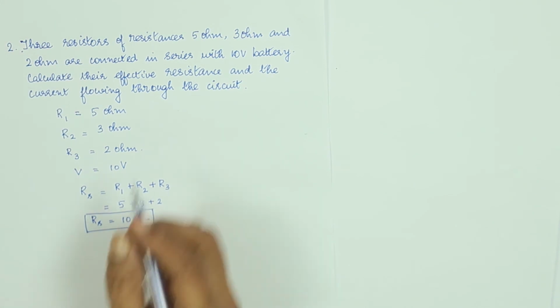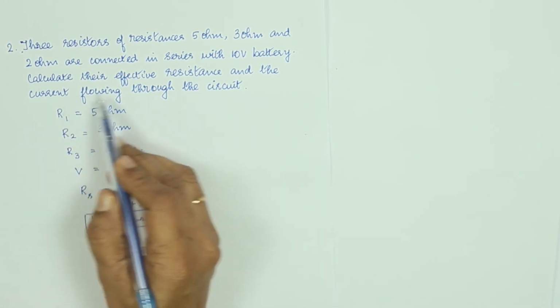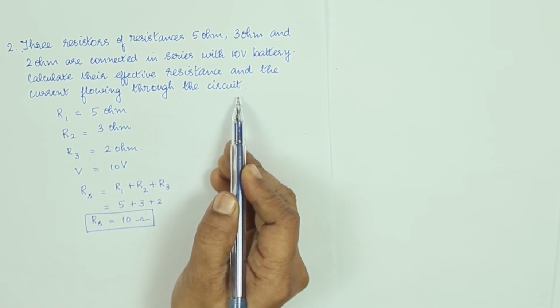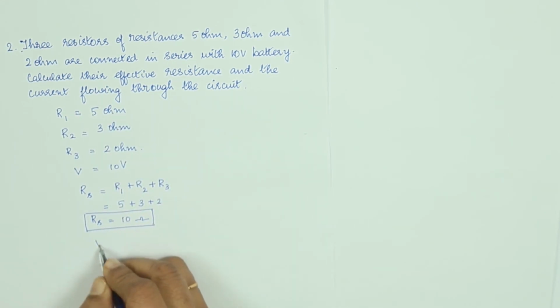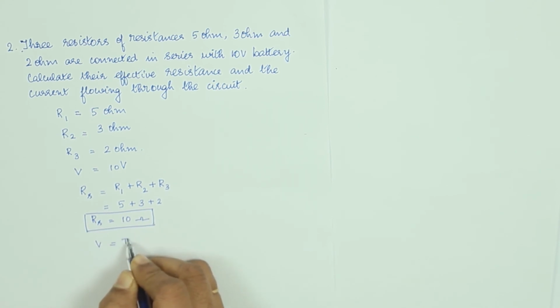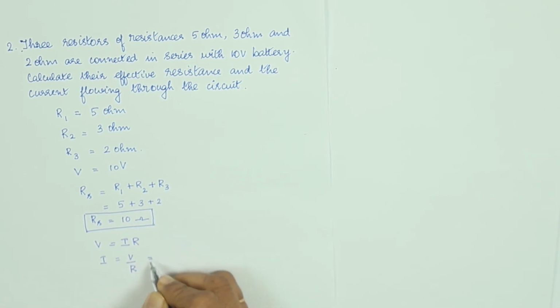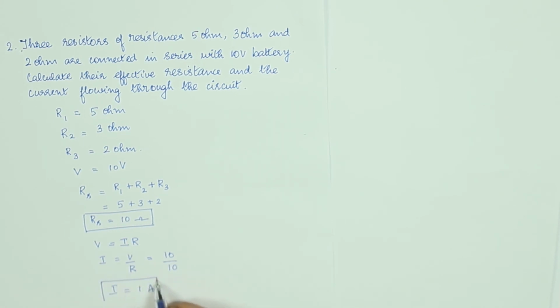நெக்ஸ்ட் இன்னும் முடியல, வேற என்ன கேட்டிருக்காங்க பாருங்க. Calculate the effective resistance and the current flowing through the circuit. So வேற என்ன கேட்டிருக்காங்க? I கேட்டிருக்காங்க. Again Ohm's lawலேருந்து V is equal to IR or I is equal to V by R. V என்ன நம்மளுக்கு problemலேயே கொடுத்துருக்காங்க, 10 volt. R நம்ம calculate பண்ணியிருக்கோம், 10 ohm. So I is equal to 10 by 10, which is equal to 1 ampere. So the current through the circuit is 1 ampere.